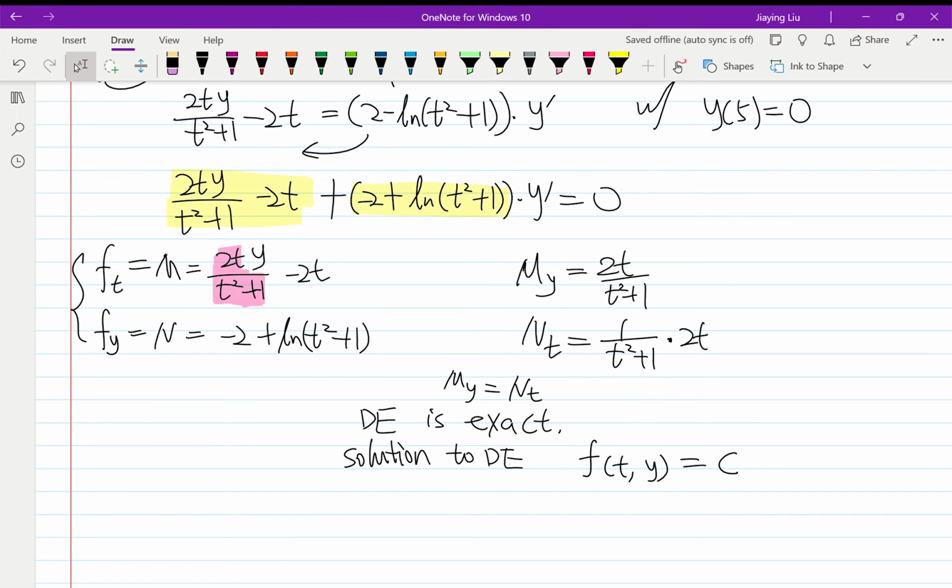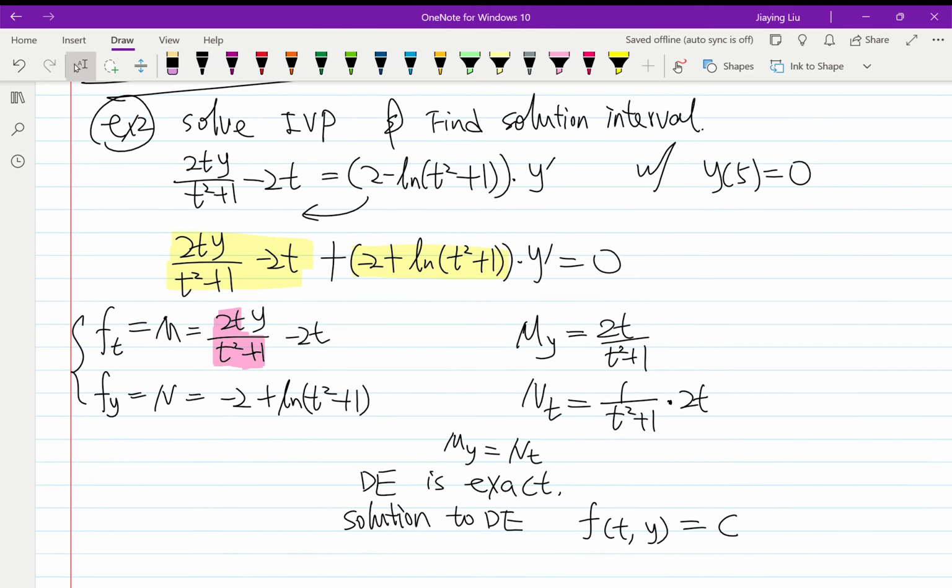Okay, so which one do we use? Here's another question for you. I need to find the f there. If I use the first one, f_t equals M, I have to integrate with respect to t to get f, right? If I use the second one, I have to integrate with respect to y to get f. Which one do you use? It doesn't really matter. Those take you to the same place at the end, but which one do you think will be easier to integrate to get the f function?